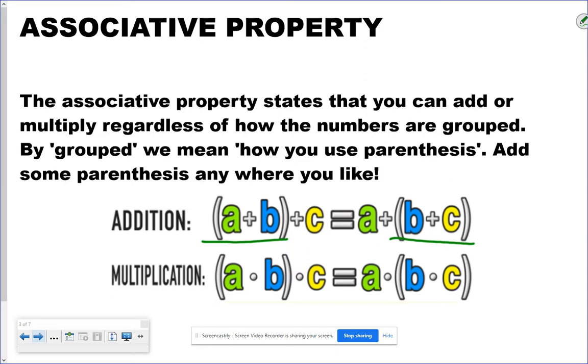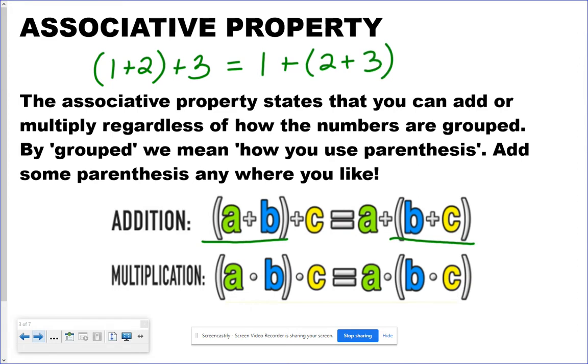Okay, so let's say we have 1 plus 2 plus 3. Then I have 1 plus 2 plus 3 over here. Now, obviously, we know parentheses, usually we go first. So if I add 1 and 2 together, I get 3. And when I add this 3 last, I get 6 on this side.